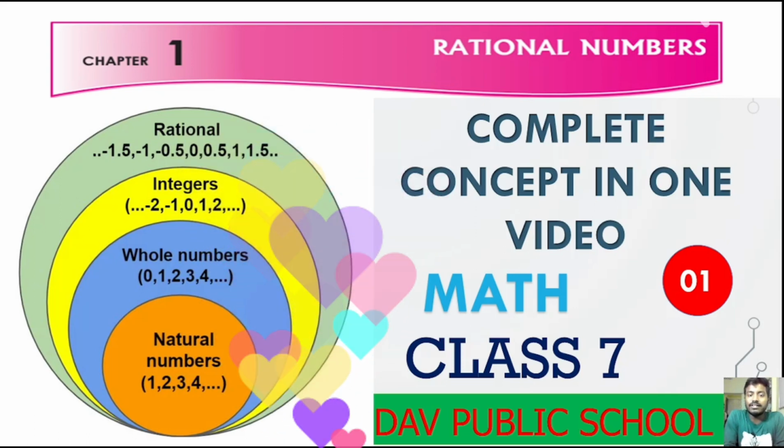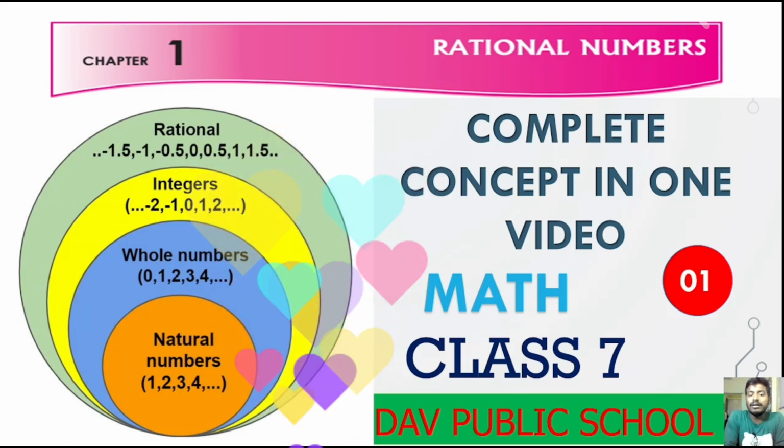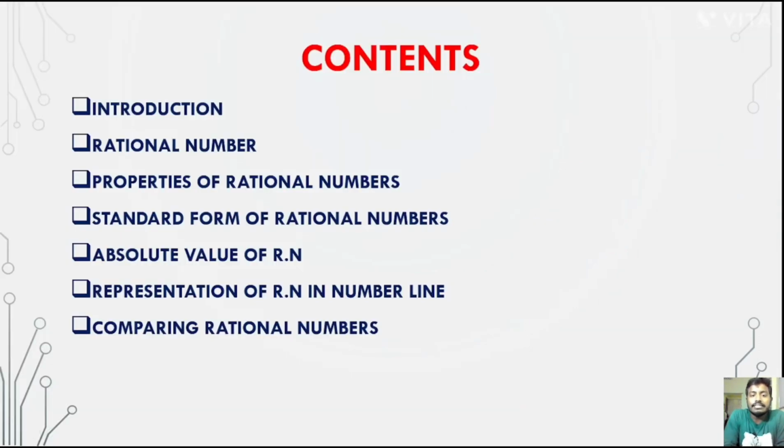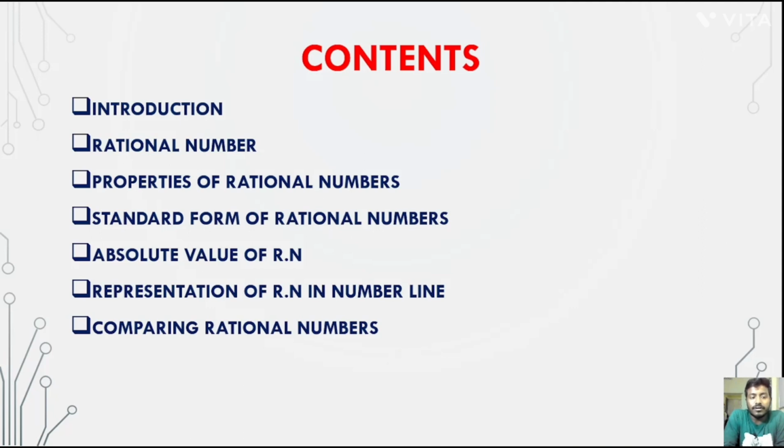Students, in this session we discuss the complete concept of the chapter Rational Numbers, Class 7 Mathematics. So guys, are you ready? Then let's start the session. In this session we discuss first the introduction, then rational numbers, properties of rational numbers. Next, standard form of the rational number. Next, absolute value, representation of the rational number on the number line, then comparing rational numbers. In the next class we will cover the brain teaser.